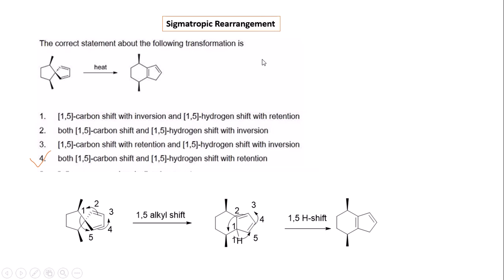This is a problem from the sigmatropic rearrangement, where the alkyl group is migrated from 1 carbon to 5 atoms. So that is the 1,5 alkyl shift. We know that the 1,5 alkyl shift proceeds with retention of configuration. So the retention of configuration takes place. After that, the desired product can be obtained by the 1,5 hydrogen shift to give our given product. So the 1,5 alkyl shift and the 1,5 hydrogen shift with retention of configuration is the option. So option 4 is correct. Thank you.